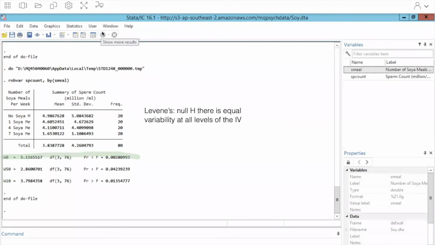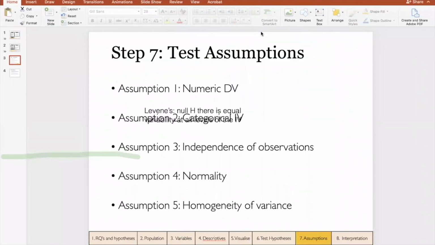And in this case, as we can see, the p is less than 0.05, which means we reject the null hypothesis that there is equal variability between groups. And as we already expected, we have violated the assumption of homogeneity of variance. Okay, so if we pop over here again, we've met 3 of the 5 assumptions.